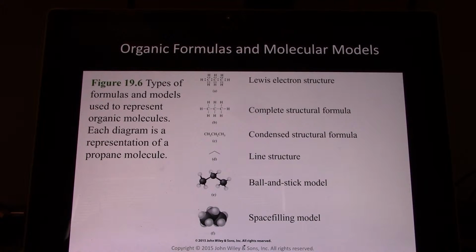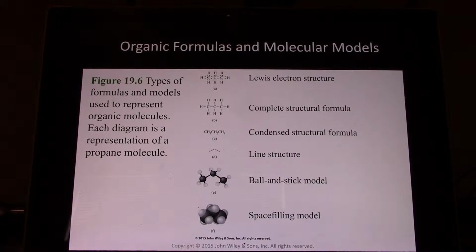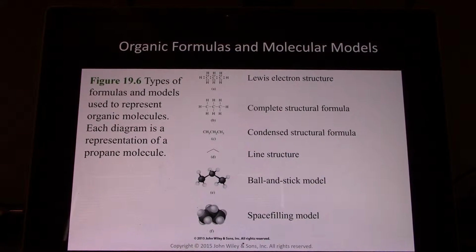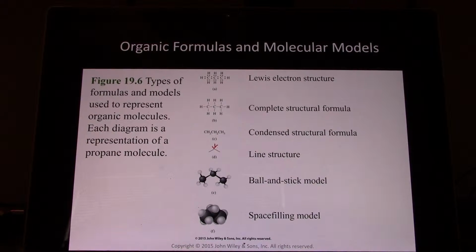Here we see a Lewis dot structure, a complete structural formula, a condensed structural formula, and a line structure. In the line structure, each dash is a CH2. So this point is a CH3. This bend here is a CH2. And this point here is a CH3. And this is just a really fast way to draw organic chemicals.